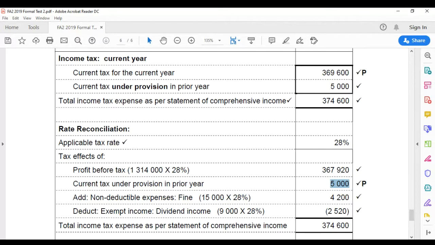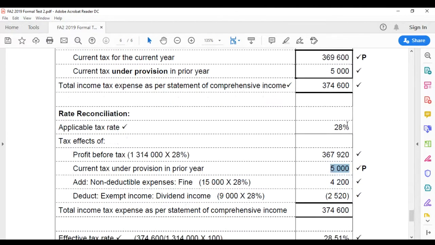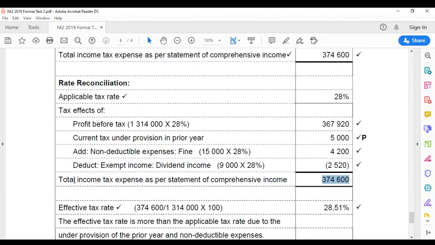So that will then reduce this year's income tax expense. And then, ladies and gentlemen, we've got to go and add that up. We know that that is the figure disclosed in our statement of comprehensive income. This has to balance with it. That has to add up to exactly the same figure. And your description is also going to be exactly the same. That represents total income tax expense as per our statement of comprehensive income.